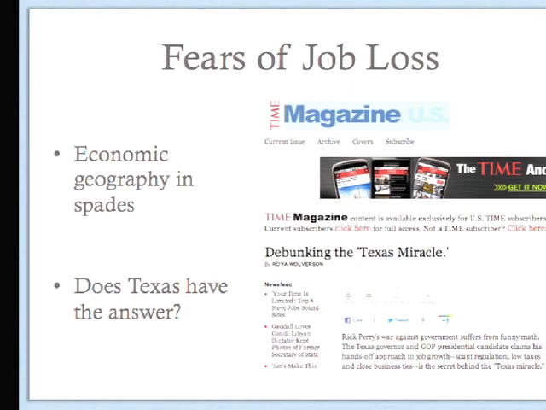Great answer. Where in Texas do you get oil equipment? Anybody from Texas here? Yeah. Well, see, you know economic geography. Houston's the greatest center of oil equipment in the world.